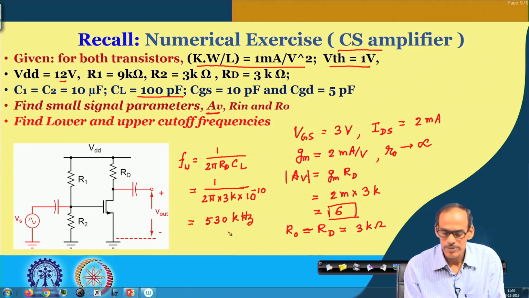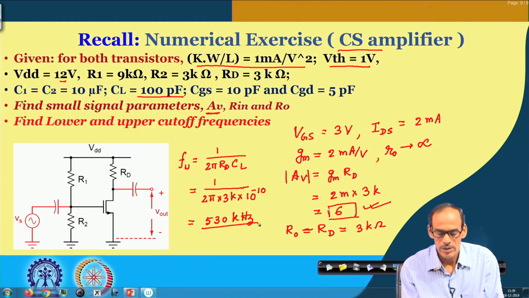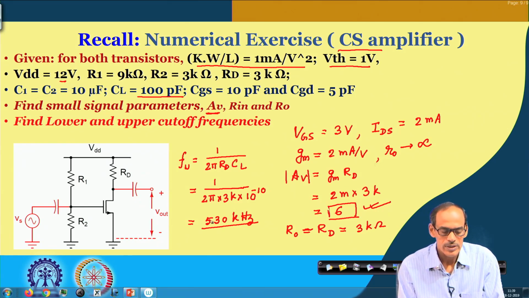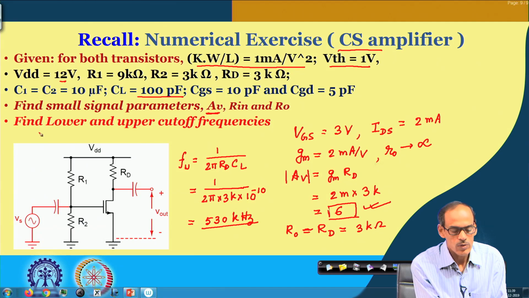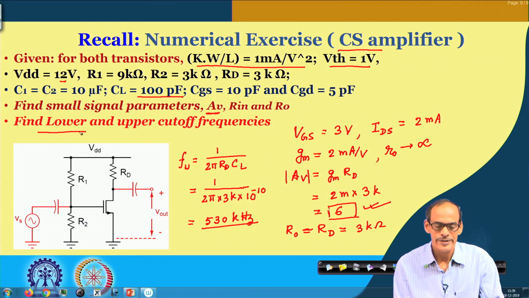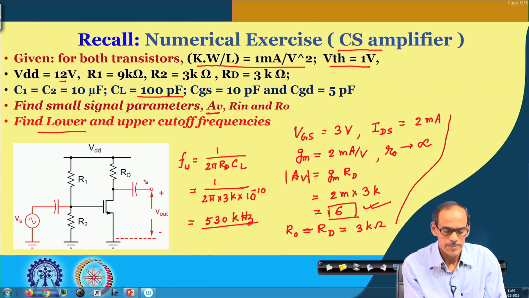So, the common source amplifier is primarily having a gain of 6, and an upper cutoff frequency of 530 kilohertz. We are not going to calculate the lower cutoff frequency, primarily because our intention here is to see the enhancement of the bandwidth by the use of a common drain stage. So, please remember this information for our next exercise, where we will be cascading this CS stage by a common drain stage.